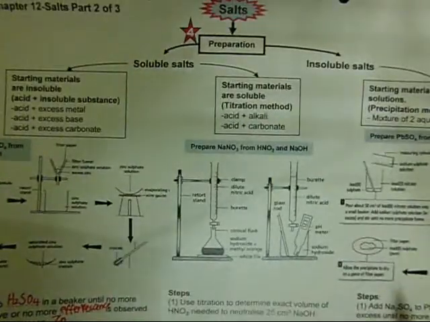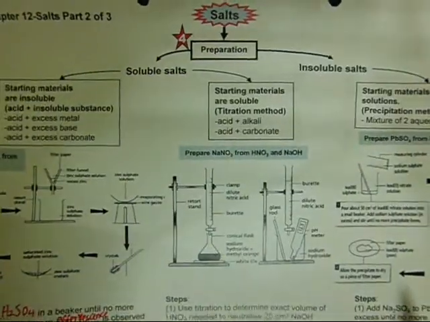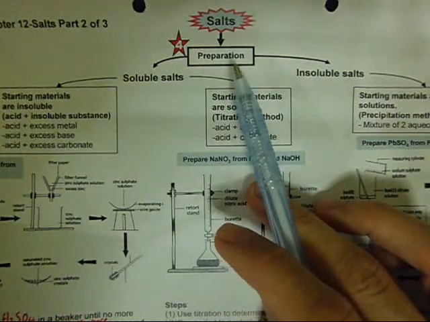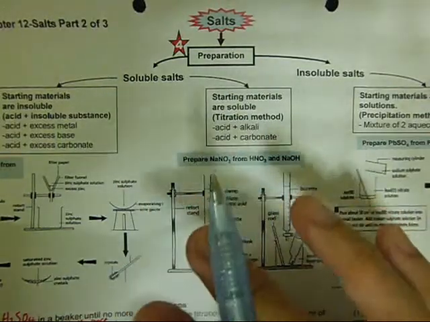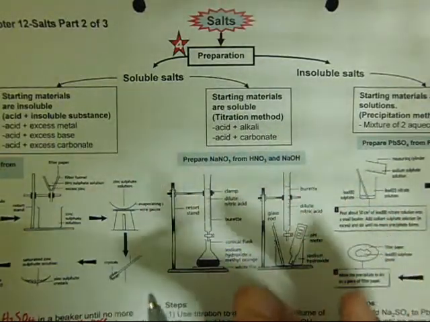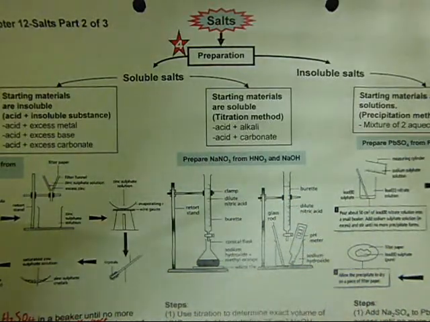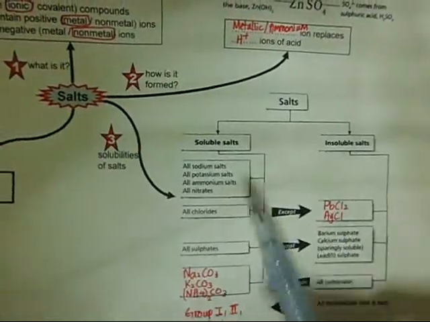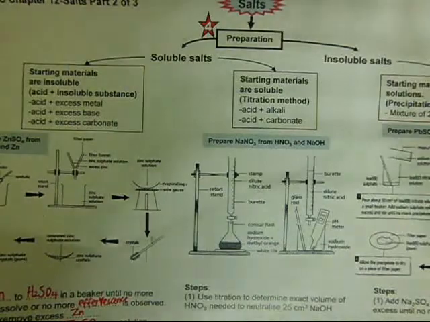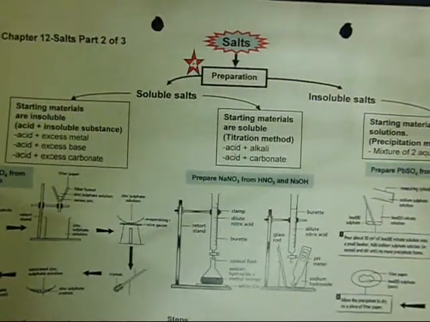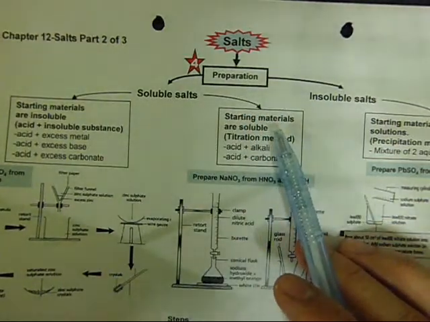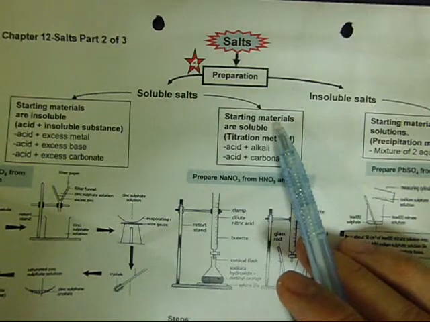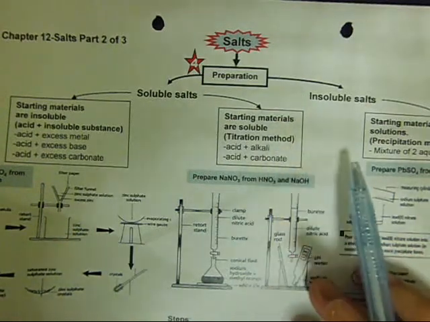Now for page 2 of the salt mind map, we'll be looking at how to prepare salt. In order to know the steps to prepare salt, you must be very clear about the solubility of the salt first. Without memorizing the solubility table, you cannot do this salt preparation, because the question will ask you to prepare, for example, zinc sulfate, and the first thing you need to know is whether zinc sulfate is soluble or not.